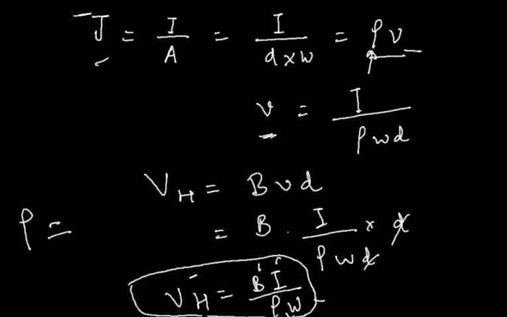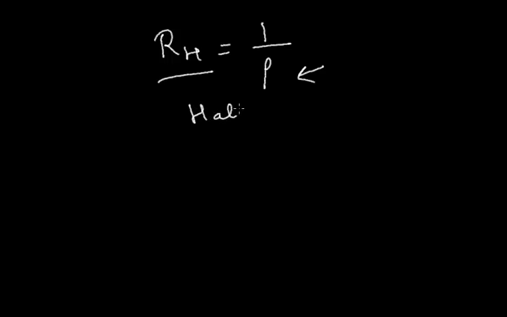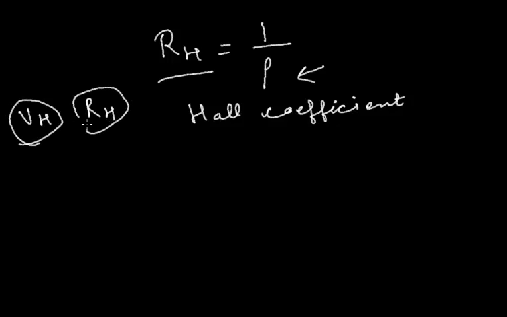Now, 1 by rho. What is 1 by rho? 1 by rho is equal to RH, because we can find out the value of rho from the previous expression. We can easily take 1 by rho and find out the value of RH, and RH is known as Hall coefficient. Let me write it, Hall coefficient. So we can find out the value of VH, and we can find out the value of RH. This is Hall voltage, this is Hall coefficient.